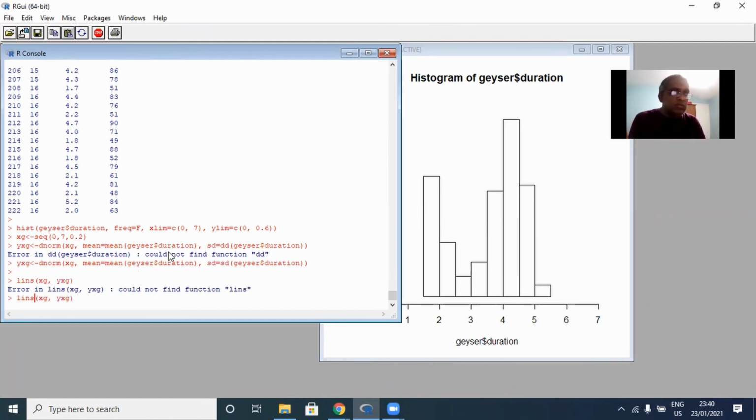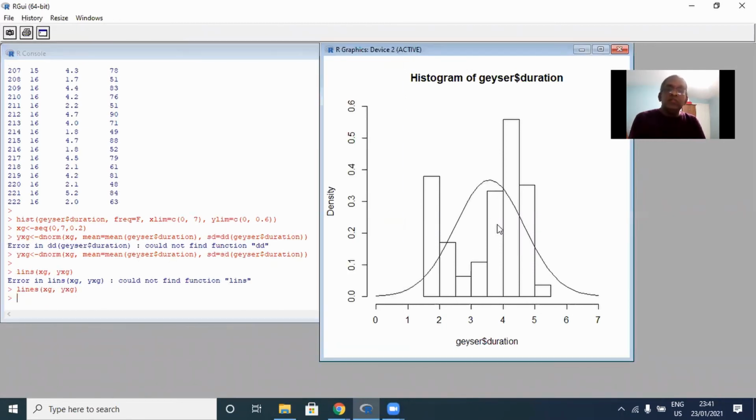Once again, I'm making too many mistakes. It should be lines. So this is the fitted normal distribution to the duration data. As you can see, the fit is not very good. So this suggests that the duration data is probably not normal, maybe some other distribution, very different from the normal distribution, could be a good model for the user data, right?